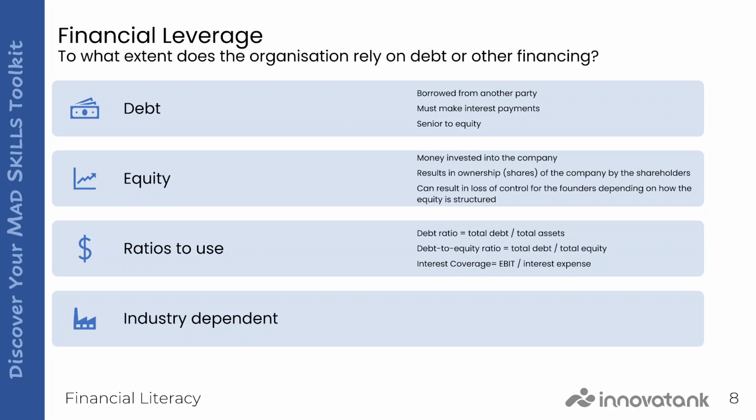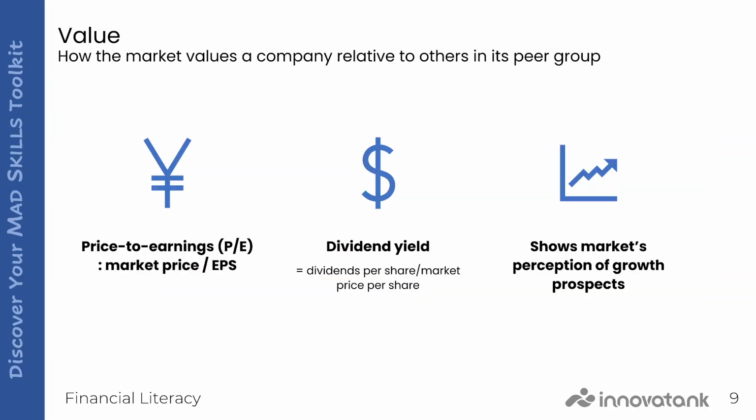Equity is money invested. It results in ownership. So there's issues around ownership that we can talk about in a later video on financial literacy. And it can result in loss of control depending upon how that equity is structured. So another thing to think about as we talk about this is, how is the equity structured? How can it be structured in order for the founders to keep control and still suffice enough so that investors are interested in investing in the company?